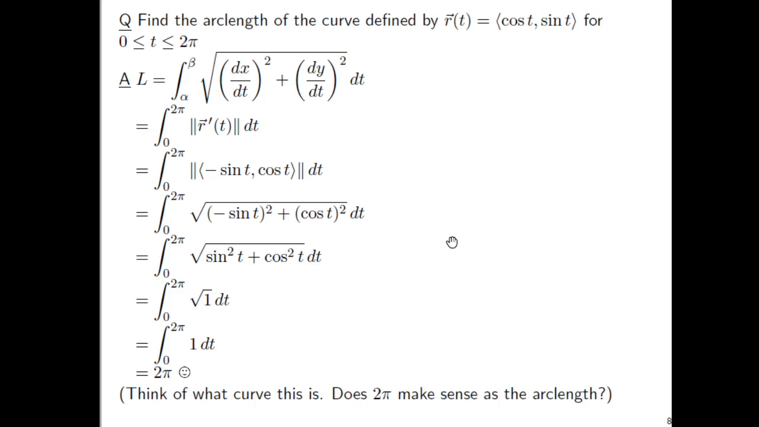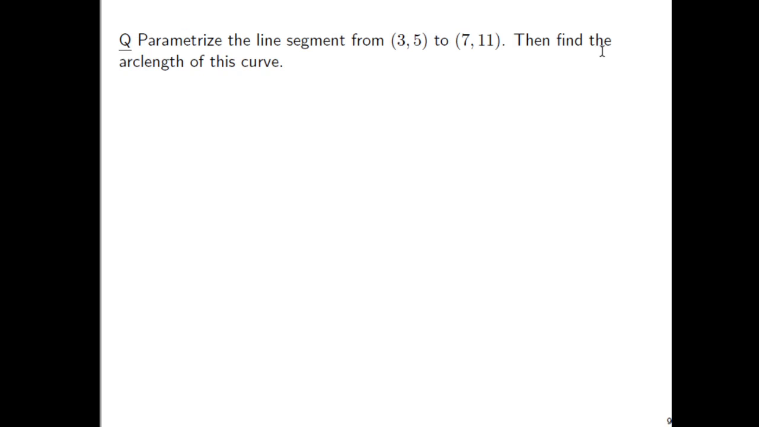I hope that makes sense. Think of what the curve is. Does 2 pi make sense as the arc length? Even though we didn't prove that this should be the formula, does this seem to make sense? Is it giving you the answer you expect based on what the curve is? So look at the vector functions formula up here at the very top and think about, does 2 pi as the arc length seem right?